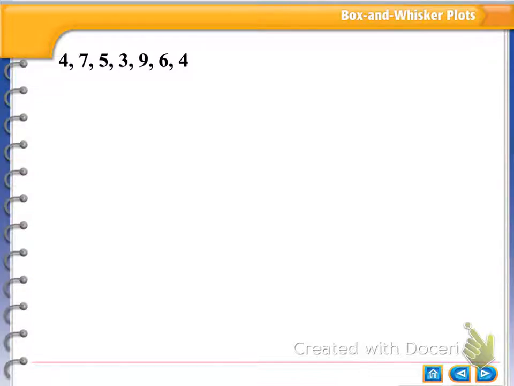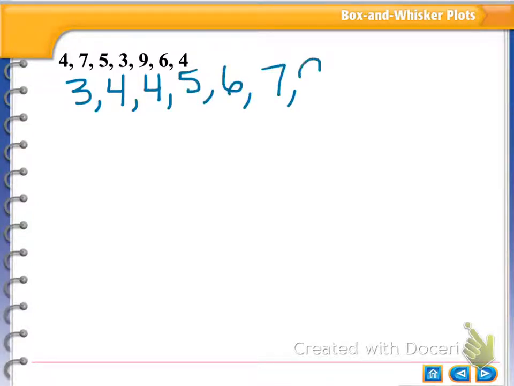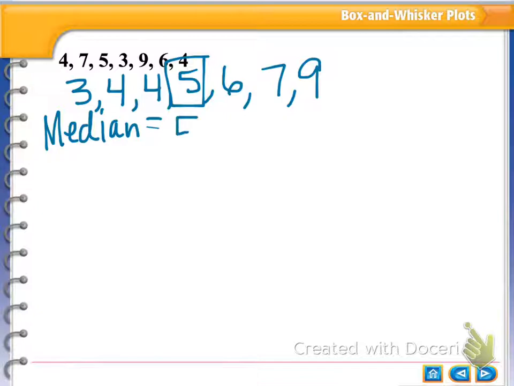Alright, so we need to go ahead and look at an example. Okay, this example includes the numbers 4, 7, 5, 3, 9, 6, and 4. Our first step is going to be to put this in order from least to greatest. So in order, 3, 4, 4, 5, 6, 7, and 9. Alright, first thing we need is the median. Okay, the median. The median is going to be right in the middle, so that would be 5.